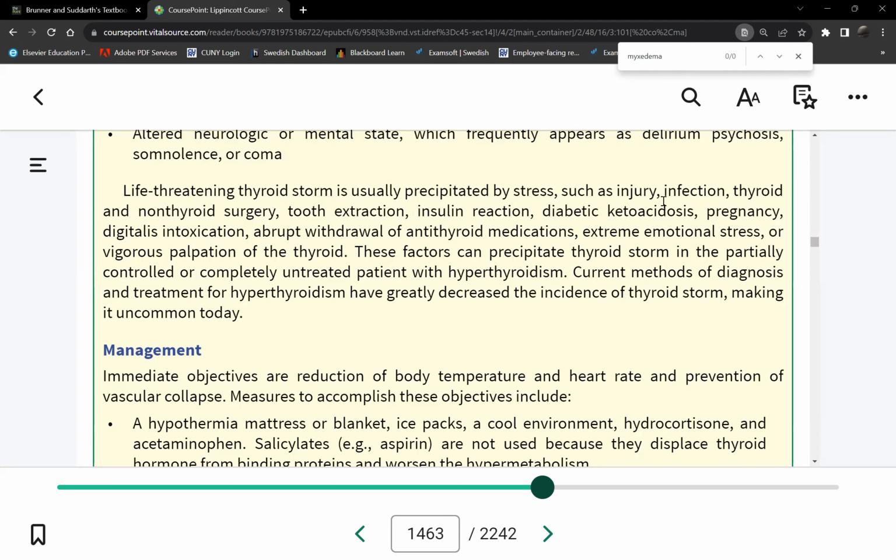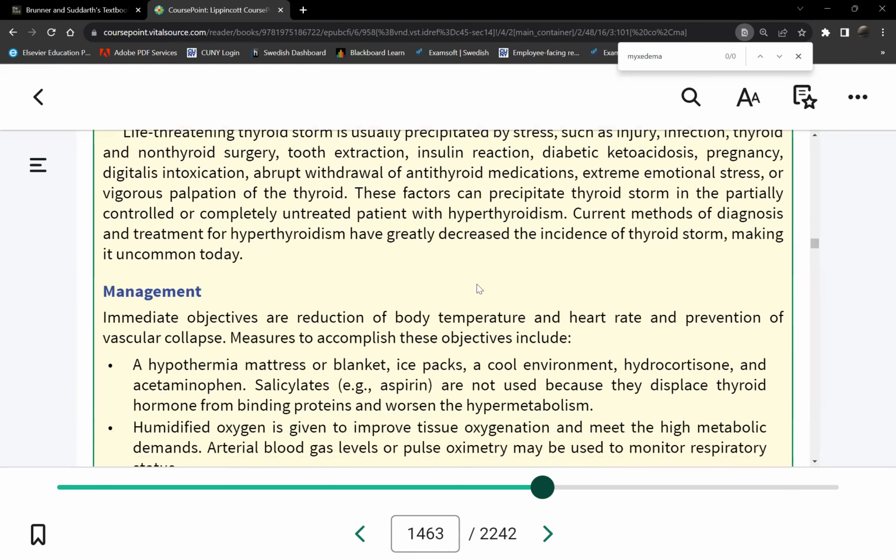So any illness is stressful, correct? Whether it's physical, psychological, or emotional. Here, surgery, tooth extraction, DKA, all right? So any stressful event can trigger thyroid storm.